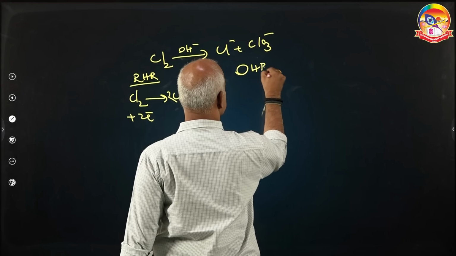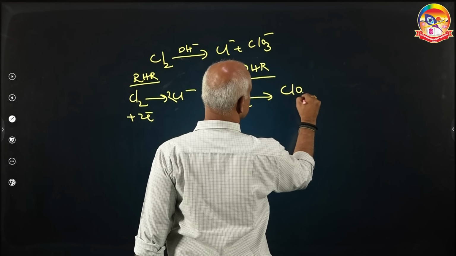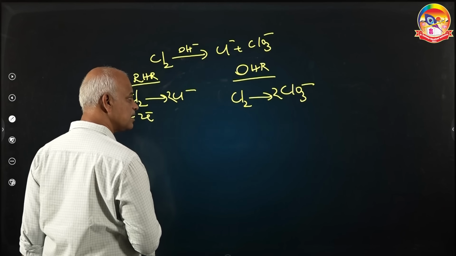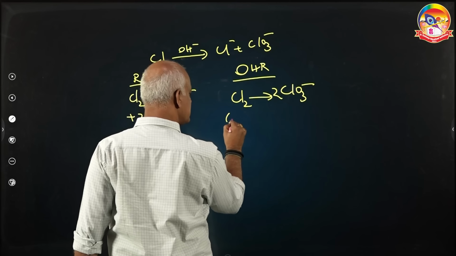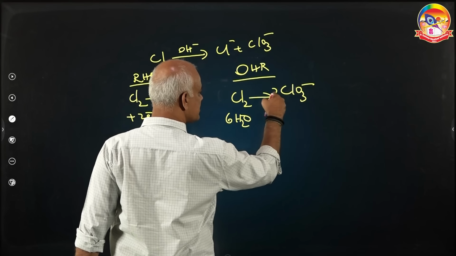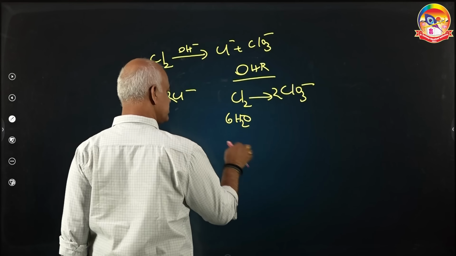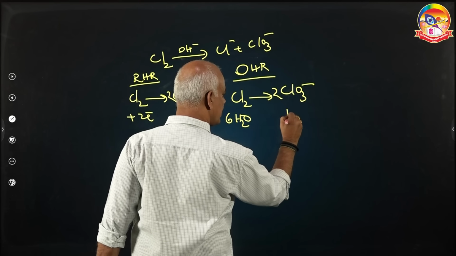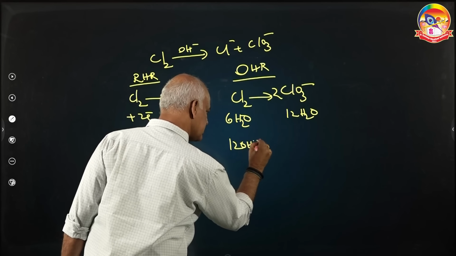Oxidation half reaction. Cl2 gives ClO3 minus. First balance chlorine, 2ClO3 minus. How to balance oxygen? 6 oxygens are there. So I am adding 6 water molecules. 2, 3 are 6. 6 water molecules I am adding here. Then hydrogen. How many hydrogens are there here? 12. None here. So 12 water molecules on the side deficient, 12 OH minus on the opposite.